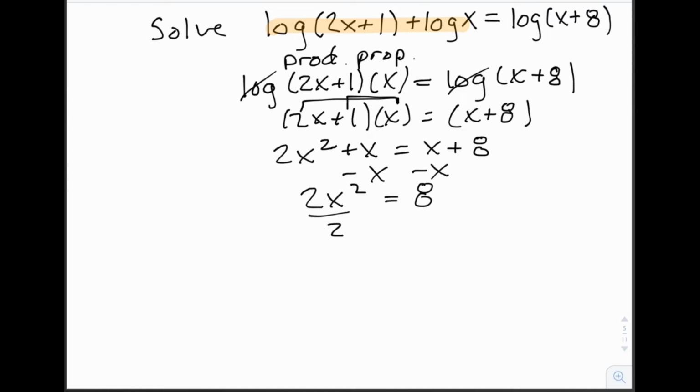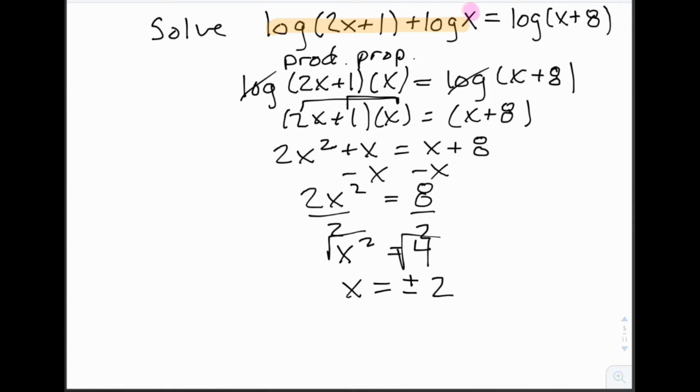Divide by the 2, divide by the 2, and you are left with x squared is equal to, in this case, a positive 4. So take the square root of both sides, and you're left with x is equal to, and whenever you take the square root, you want to have a plus or minus. So plus or minus 2. At this point, we see that we have x is equal to a positive 2 and x is equal to a negative 2.